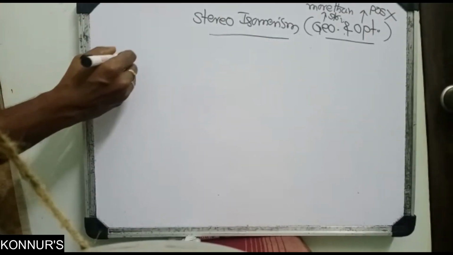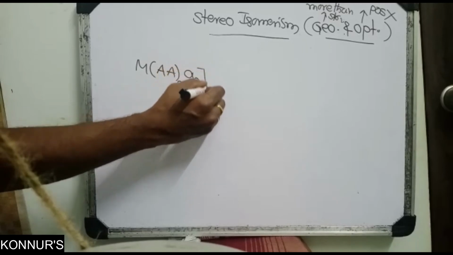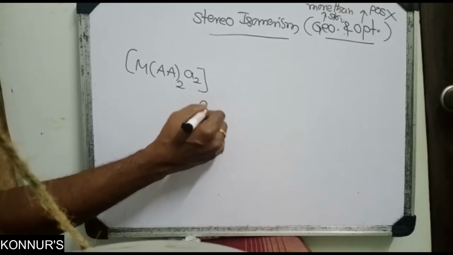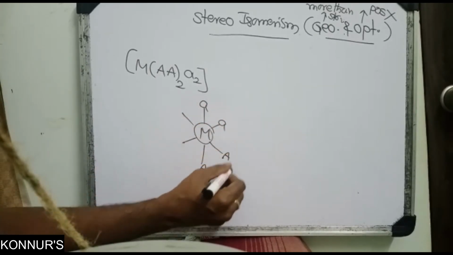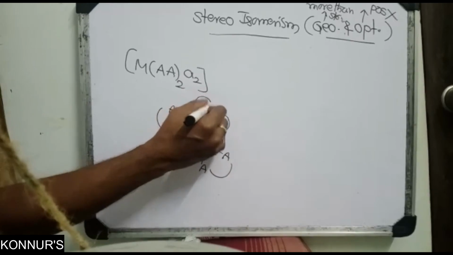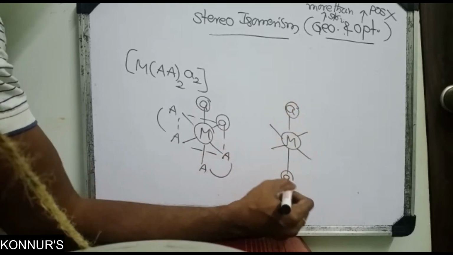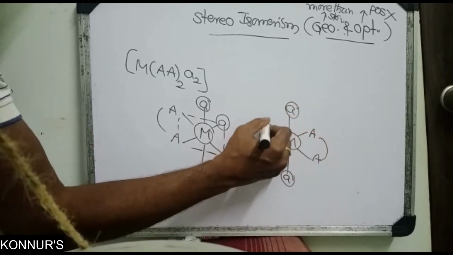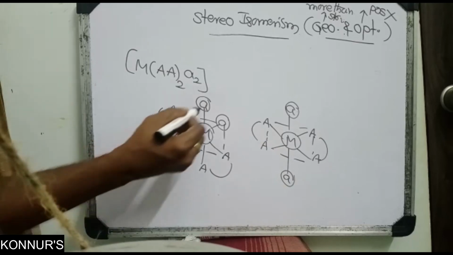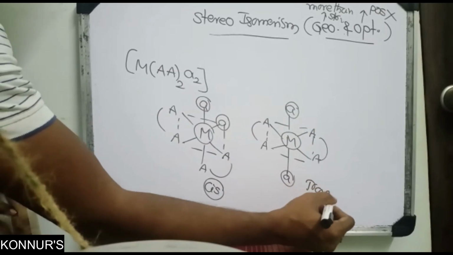So mixed monodentate bidentate ligands type M, AA taken twice, A2. Suppose we are taking this one. So you can write as A and A very close distance. So A and A. Next, another possibility. Small a and A you write opposite. So then what happens here? A and A very close distance. So it is a cis. A and A opposite. So you write as a trans.